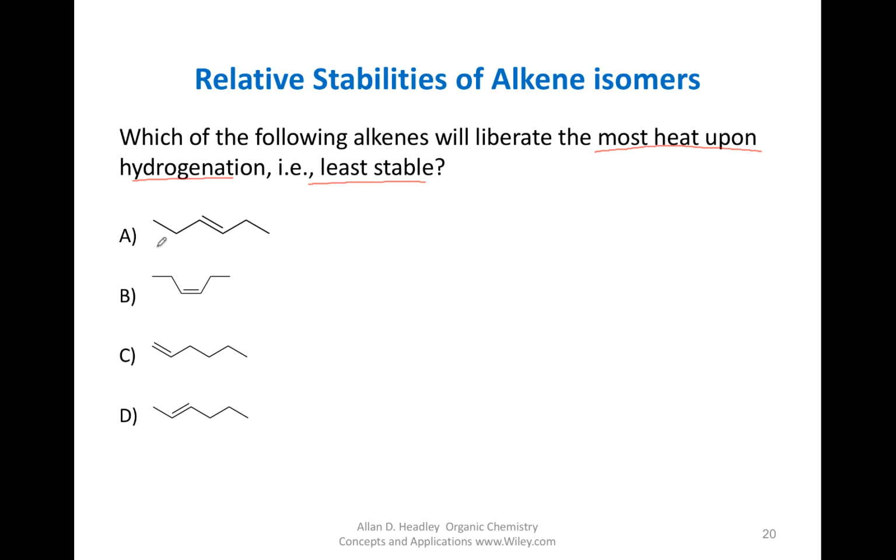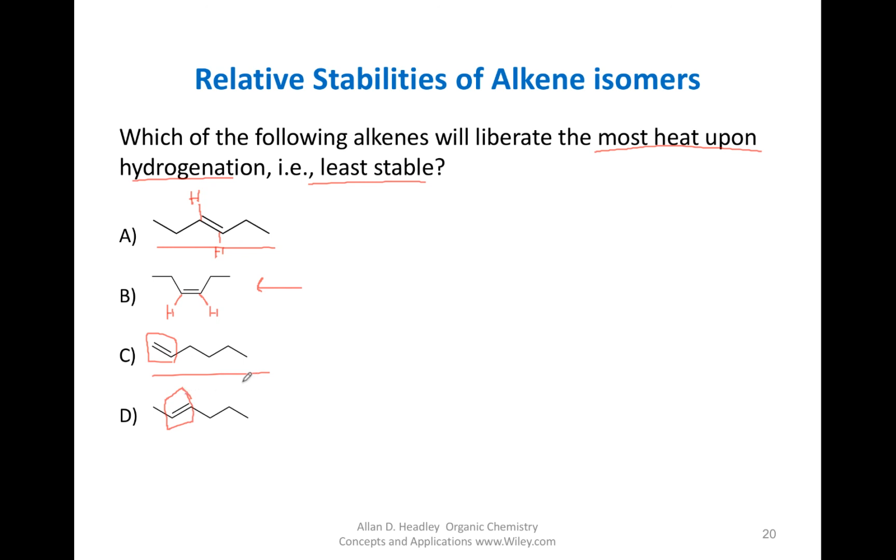Let's look at this. This is an internal double bond. Trans, notice it's trans. The hydrogens are not written in, but they are there. This is an internal double bond. And notice the hydrogens again are there, not written in, but they are there. And this is the cis. Here is the terminal double bond right here. And here's another internal double bond and trans.